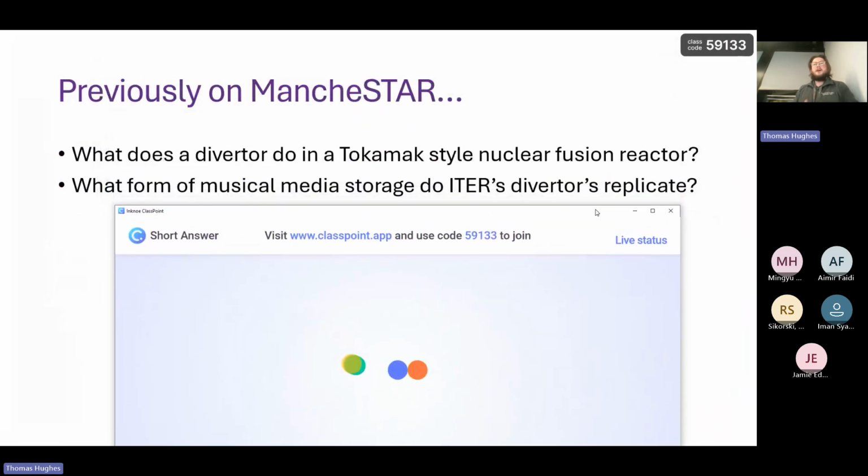So you still should be able to see that. I would like you to just remind me what a divertor does in a tokamak and what sort of musical media storage do ITER's divertors replicate.